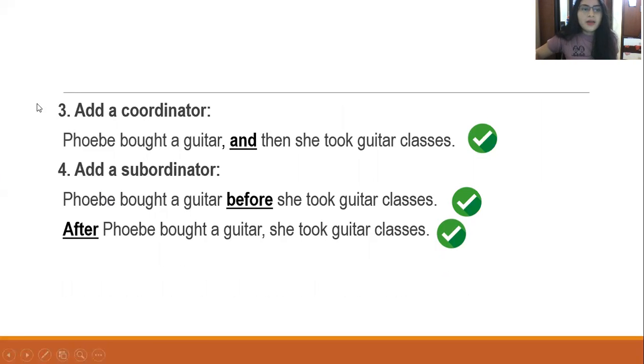Third, add a coordinator. "Phoebe bought a guitar and then she taught guitar classes." And fourth, add a subordinator. "Phoebe bought a guitar before she taught guitar classes." Or "After Phoebe bought a guitar, she taught guitar classes." The meaning of this sentence is the same, just change these words.